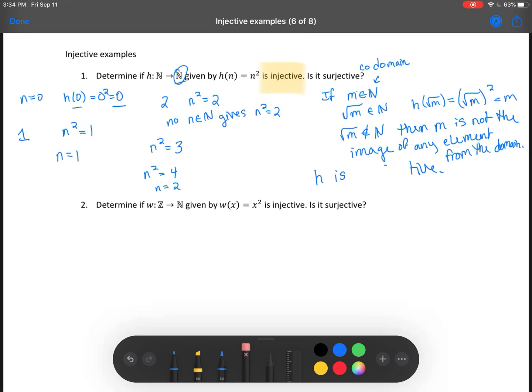Sorry, that should say injective. I'm jumping ahead of myself trying to think about the next piece already. All right. So yeah, the next question is, is it surjective?